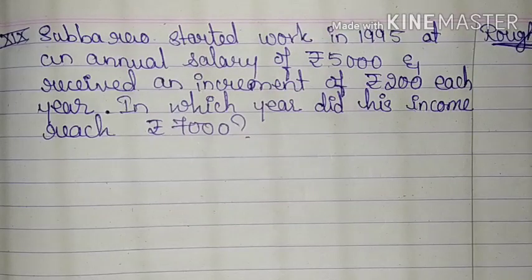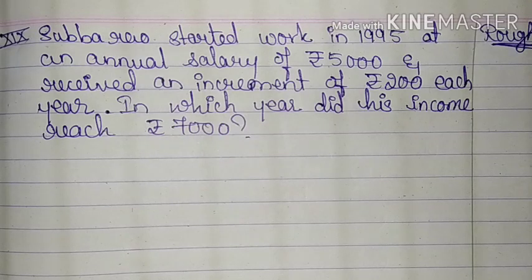In the 19th question, Subba Rao started work in 1995 at an annual salary of rupees 5,000. That means at the end of each year, his salary was rupees 5,000, and he received an increment of rupees 200. Increment means every year they increased his salary by 200 rupees. So if in the first year he earned rupees 5,000, then in the second year, after adding the increment of 200, his salary for the end of the second year is 5,200. Then in the third year, again 200 rupees increment, his salary will be 5,400 and so on.